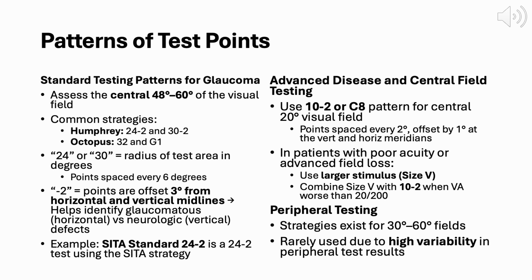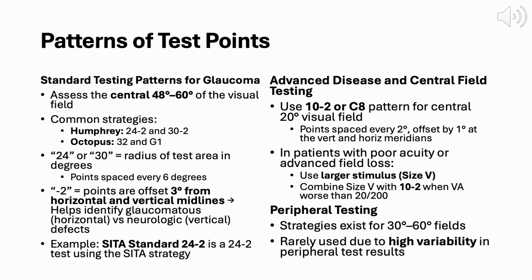Now, when we're dealing with advanced glaucoma or central field concerns, we switch to more refined patterns like the 10-2 on the Humphrey or the C8 on the Octopus. These patterns concentrate on the central 20 degrees of vision with tighter spacing. Test points are placed every 2 degrees and offset slightly at the meridians to enhance precision.